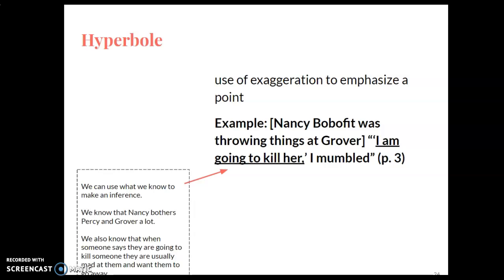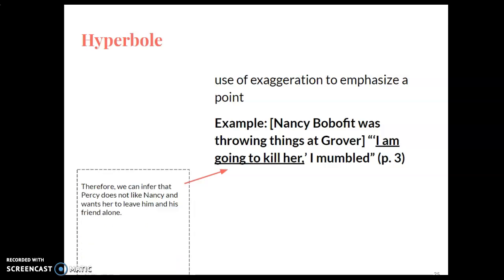Well, we know that Percy and Grover are bothered by Nancy a lot. We also know that when someone says something as strong as they're going to quote unquote kill someone, they're usually simply mad at them, annoyed, irritated, or they just want them to go away and leave them alone. Therefore, we can infer that Percy does not like Nancy and wants her to leave him and his friends alone.